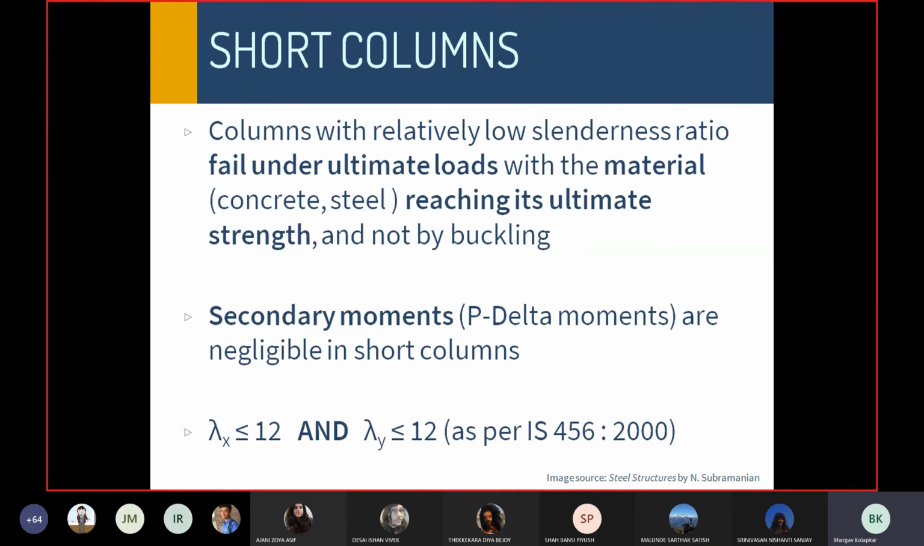And the third thing is that the slenderness ratios for bending about the x-axis and bending about the y-axis are both less than 12. In such a case, we say that the column is short. So there are three things. First, the failure occurs by material failure and not by buckling. Number two, the secondary moments, which are also called P-delta moments, are negligible in short columns. And number three, both the slenderness ratios are less than 12. So with these three points, you can say that the column is short.